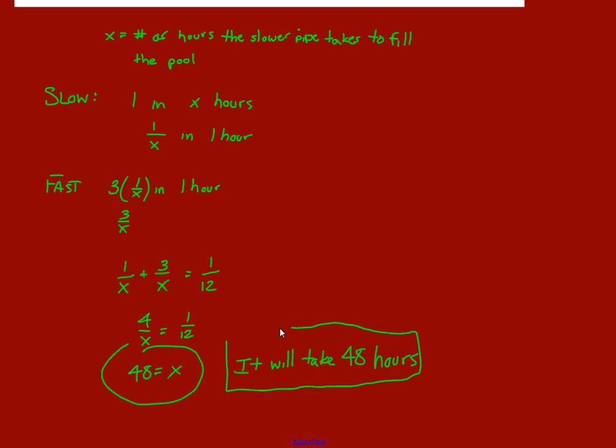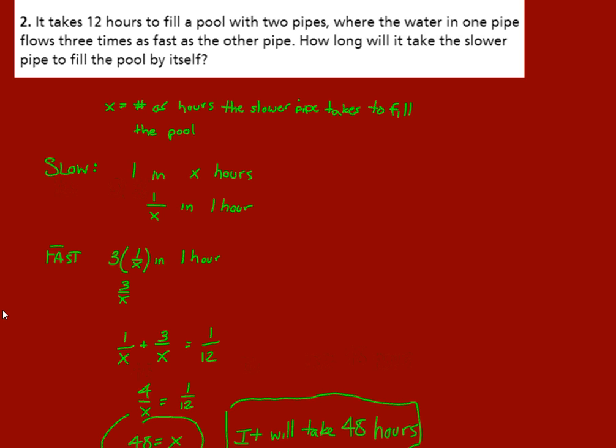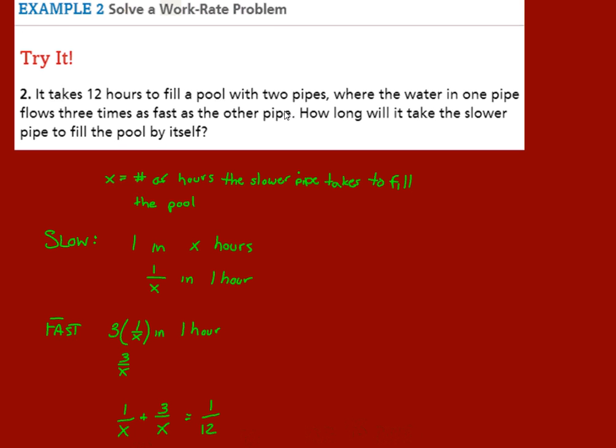So let me go back through that, because that was kind of confusing. It takes 12 hours to fill a pool with 2 pipes. So I know when I add these 2 pipes together, it's going to take 12 hours. So we can't forget that. One pipe's water flows 3 times as fast as the other pipe. So we have a slow pipe and a fast pipe. How long will it take the slower pipe to fill the pool by itself? Well, we know that the slow pipe can fill one pool in so many hours. We don't know how many hours. That's the x. So in theory, it can fill 1 over x in 1 hour.